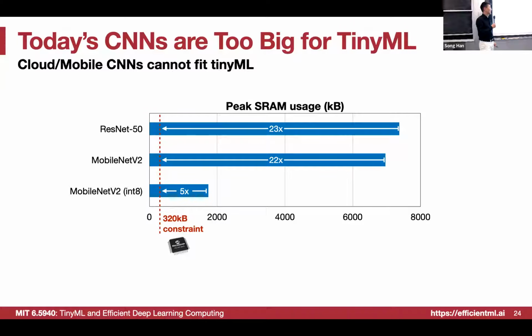So let's see what is the gap. This is the peak SRAM usage for ResNet-50, MobileNetV2, and the quantized version of MobileNetV2. There is still a 5x gap between what is available versus what we need. So the key question is, how do we reduce this peak memory so that it can fit the SRAM of microcontrollers?